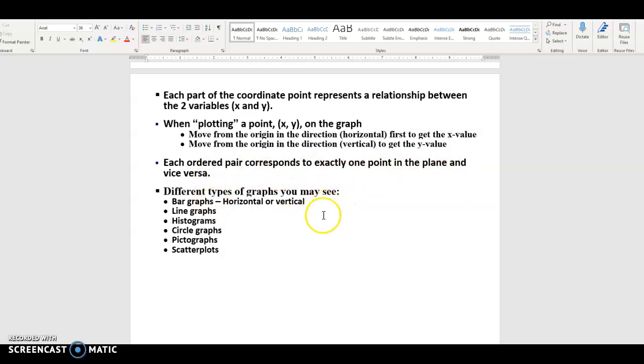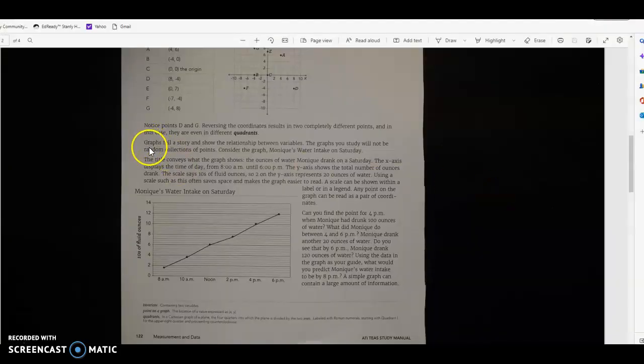And these are different graphs you may see. Some of these may not be necessarily what you will see in a TEAS class, but these are generally the different types of graphs you might see in a math class. In your TEAS textbook, it shows that graphs tell a story and show the relationship between variables. In this graph, it's not just a random collection of points. So we'll consider the graph of Monica's water intake on Saturday.